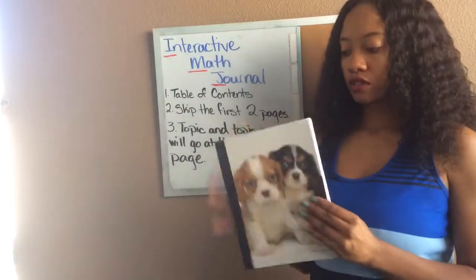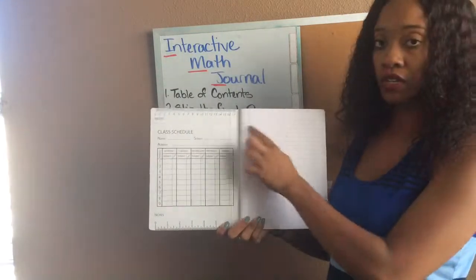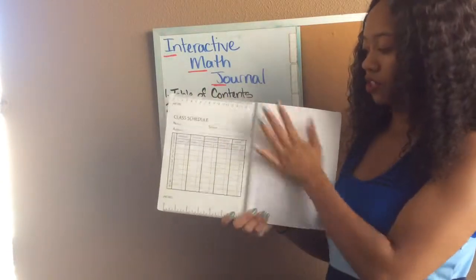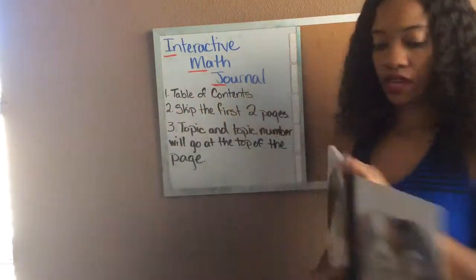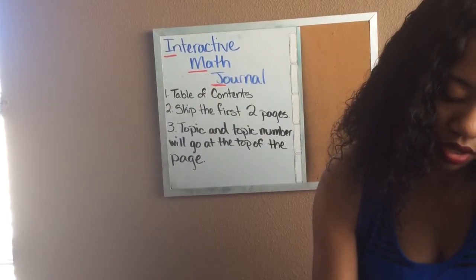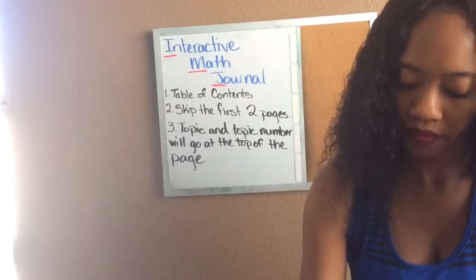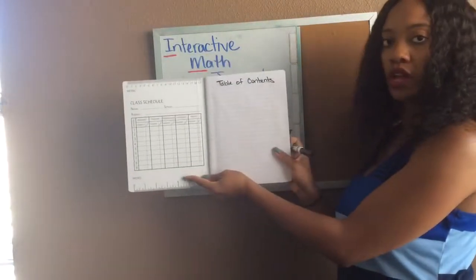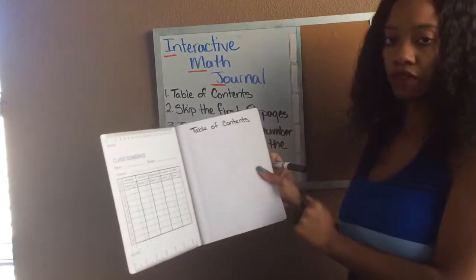Alright, the first thing you're going to do is open up your journal, and you're going to see right here at the very top of the page, you should have nothing on this side, and then you should start a page. At the very top, you're going to write table of contents. I will model this with you. So I'm getting a marker, and I'm going to write table of contents. Notice I did not put a page number. I have not done anything else except write table of contents.